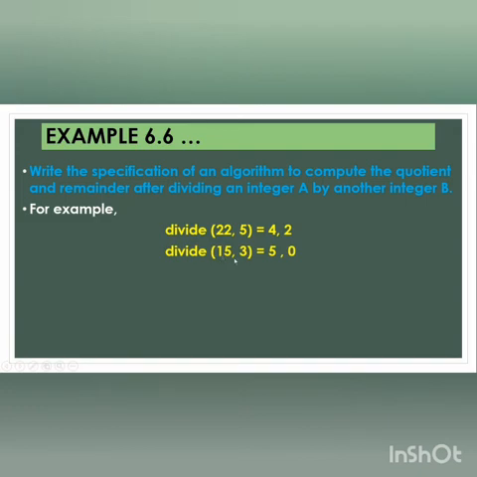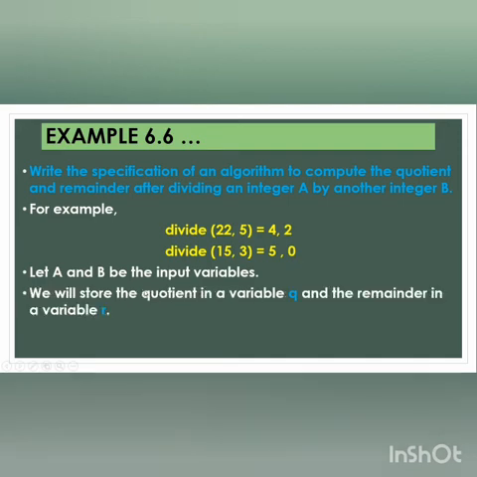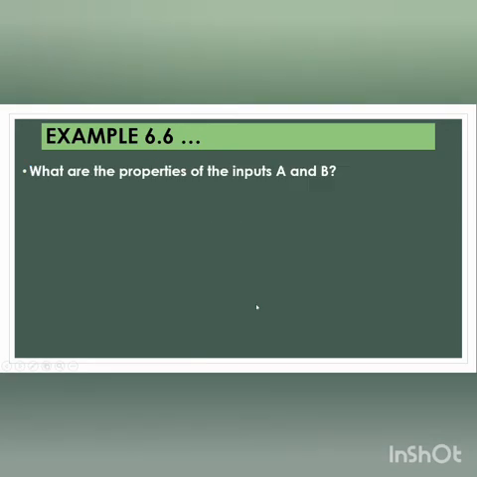For this, we are going to write the specification. Let a and b be the input variables. So, the input variables are a and b. We will store the quotient in a variable q and the remainder in a variable r. So, we are using two variables, q and r. So, q and r are the output variables. Are you understanding that? a and b are the two input variables, one is the dividend and the other is the divisor. The next two, q and r, are the two output variables, one is the quotient and the other is the remainder. Now we are going to solve this. What are the properties of the inputs a and b?